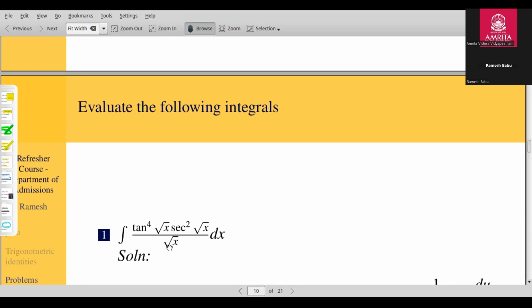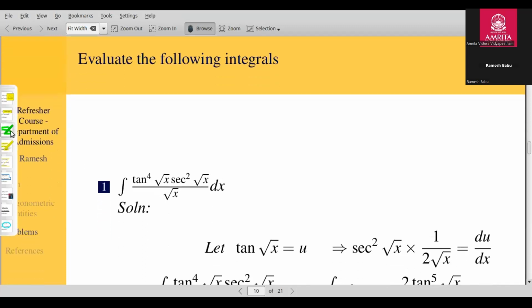So I want to give a proper trigonometrical substitution and make this integrand. You know what an integrand is? This is called the integrand. If you have any questions, please ask me. I want to integrate this one. x is called a dummy variable, so I want to give a proper substitution here. My substitution is u is equal to tan of root x.